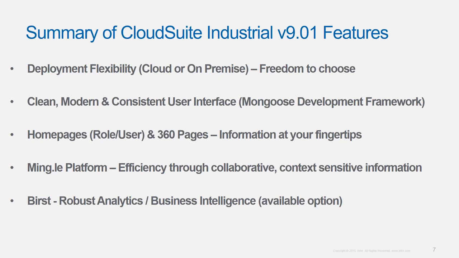We saw home pages, both role and user-based, as well as 360 pages to put that information right at your fingertips and kind of give you that hub and spoke type concept where you start in a summarized fashion and branch out to the information that you might need for your role. And then we looked at Mingle, and we saw how you can foster efficiency through some of that collaborative and context-sensitive information and bring information electronically to bear that is important for your day-to-day business functions. And then finally, we saw the available option of Burst, the analytics and business intelligence solution.